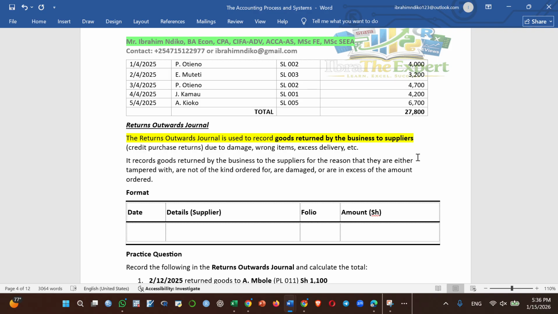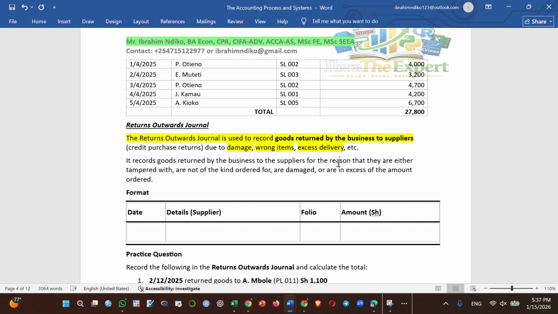Now, what do you think could make the business return the goods to the supplier? Number one, if the goods were damaged. So even once the goods sent by the supplier are damaged, the business can return them. Number two, if the goods supplied are not what you ordered, so wrong items. And if you ordered something and they deliver excess of what you ordered, you can return the excess.